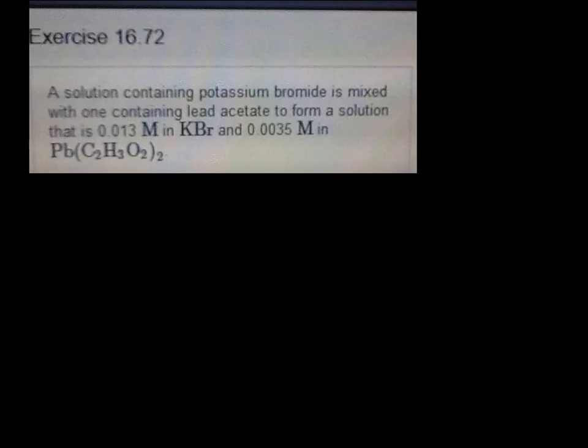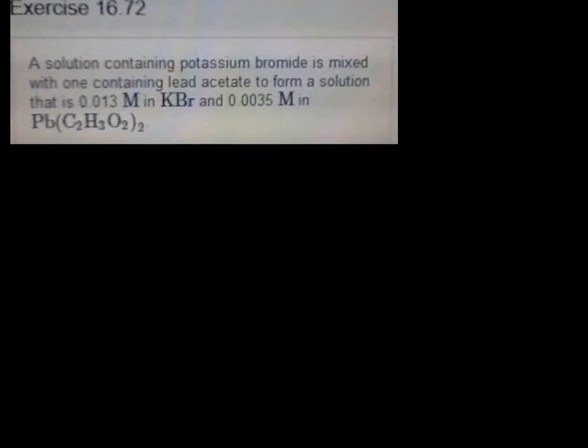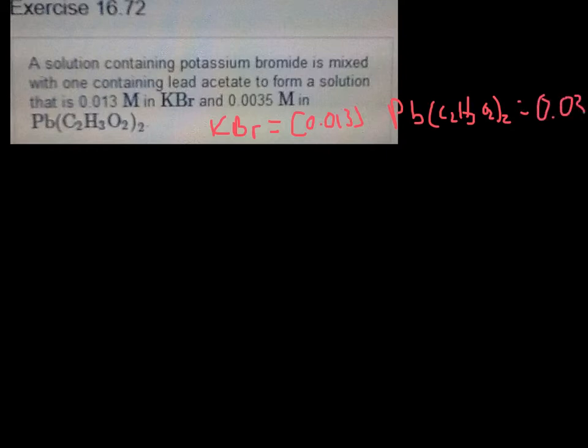Exercise 16.72 states a solution containing potassium bromide is mixed with one containing lead acetate to form a solution that is 0.013 molarity in KBr and 0.0035 molarity in Pb(C2H3O2)2. So, same thing as I did last time, I'm going to set things up. I'm just going to write over here that the KBr has a concentration of 0.013 and the Pb(C2H3O2)2 equals 0.0035.